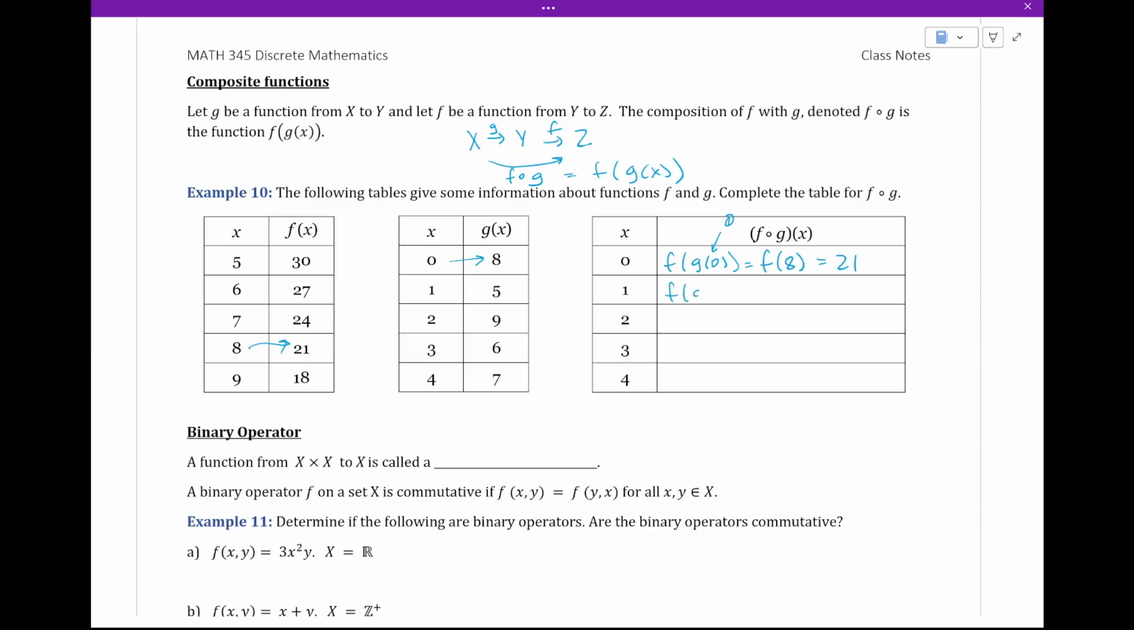So this one is f of g of 1. g of 1 is 5. f of 5 is 30. And I can fill out this whole table.